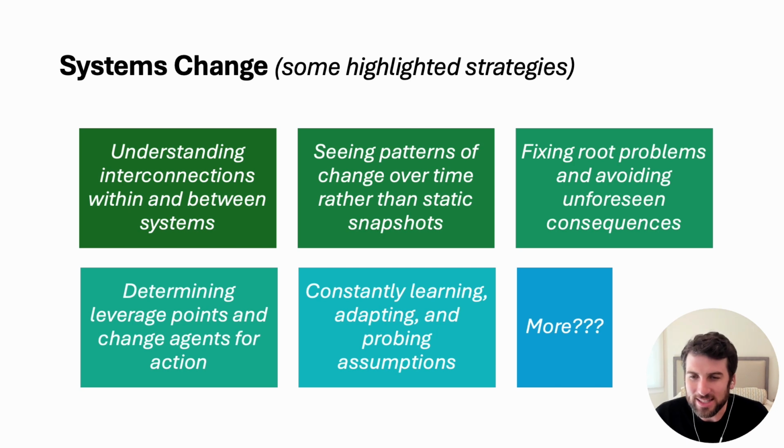And finally, back to this idea of models, and it's really important to constantly learn, adapt, and to probe your own assumptions. There's not really one right model of nature. It's all about creating something useful. And nature itself is always changing. So our models themselves need to change over time. And of course, there's more. And I want you to think about what some of these other strategies are and how you can implement them in your work in creating systemic change in our world.